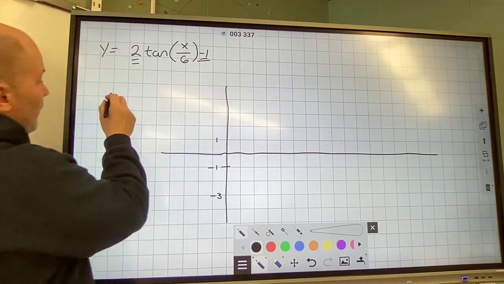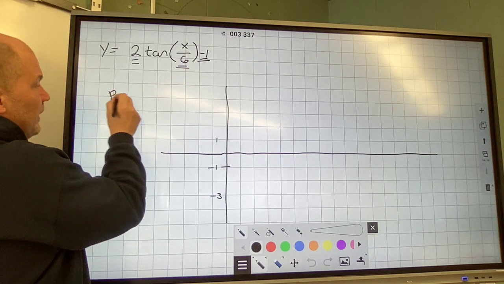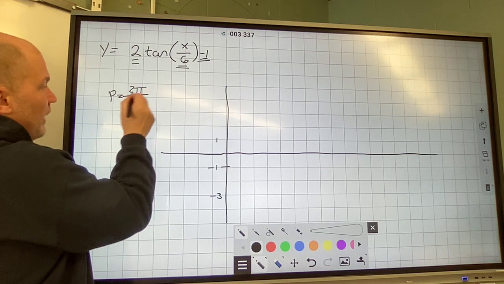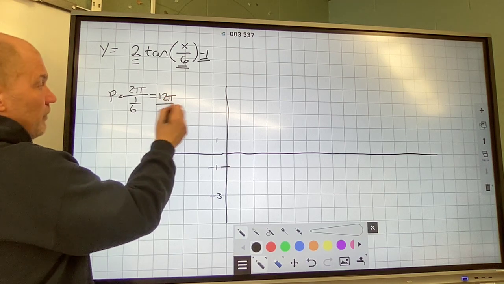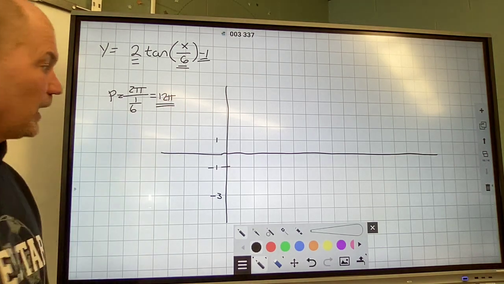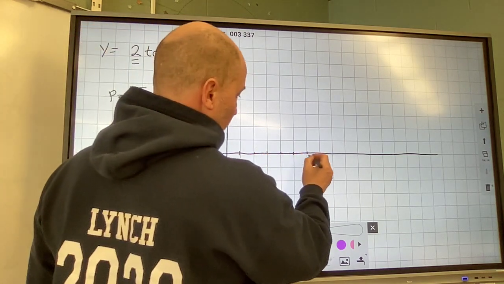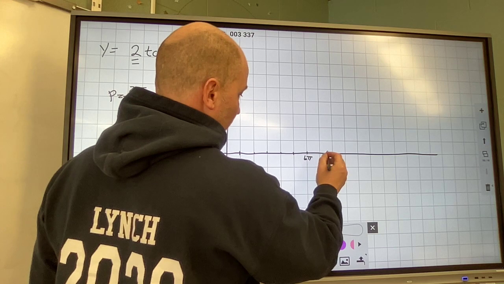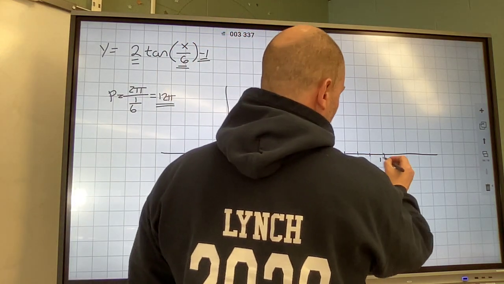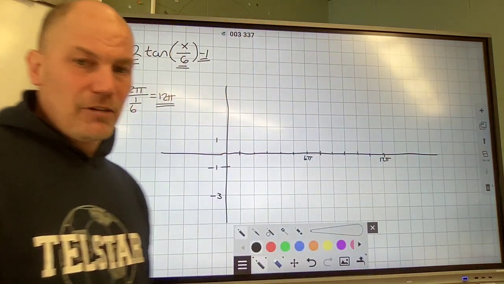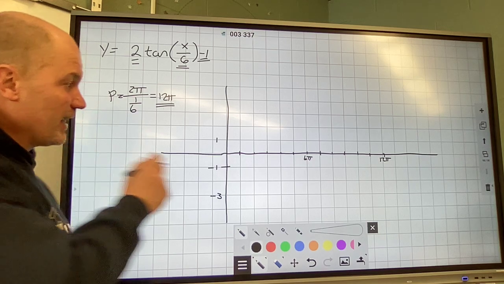And then I need to figure out the period because b is 1/6. So period equals 2 pi divided by b. So our period here is 12 pi. It's a really, really big period. Okay? So I'm just going to go 1, 2, 3, 4, 5, 6. So this is 6 pi. That's going to be halfway. 7, 8, 9, 10, 11, 12. 12 pi.